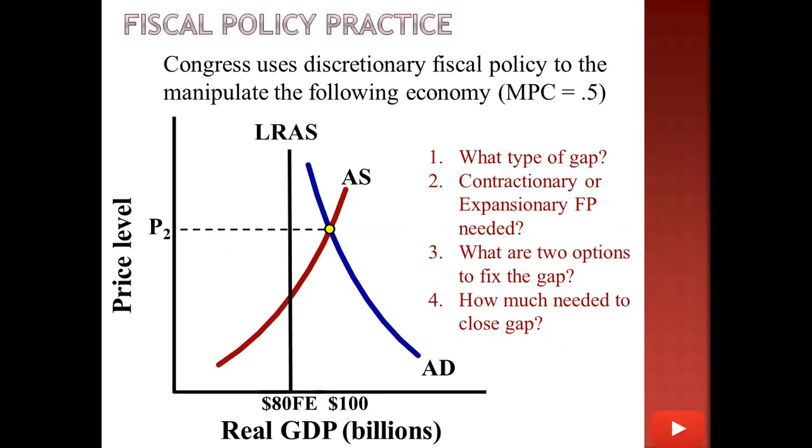All right, what about now? We are in an expansionary gap. Okay, so we need contractionary fiscal policy. We need to close this gap. We are overheating. 20 billion. 2 options: decrease spending, increase taxes. How much? Well, if the MPS is 0.5, the multiplier is 2. 1 over 0.5 is 2. So we need to cut spending by 10 billion.